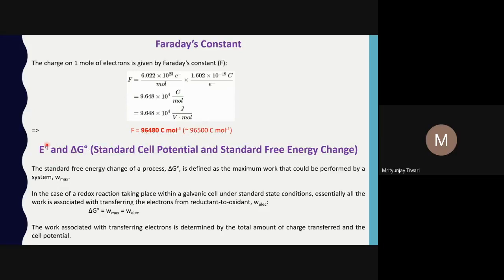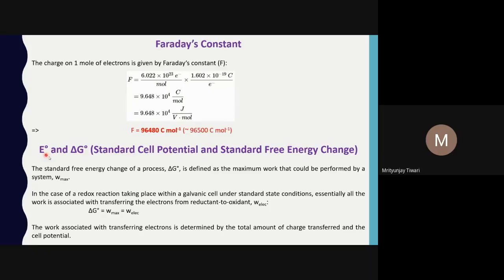Now let us look into the relationship between E naught and delta G naught. What is E naught? It is the standard cell potential, and delta G naught is the standard free energy change. There exists a relation between E naught and delta G naught, and we can get it because we know the definition of the free energy, and we also know the nature of this E naught. Based on that, we can find a relationship between them.